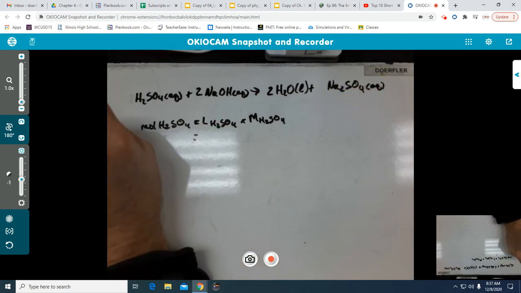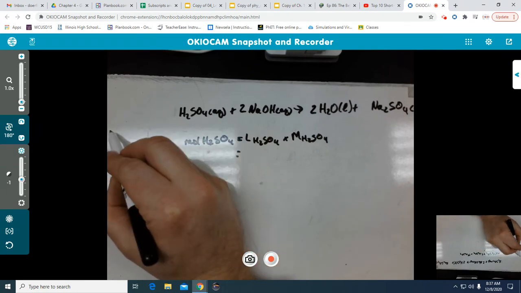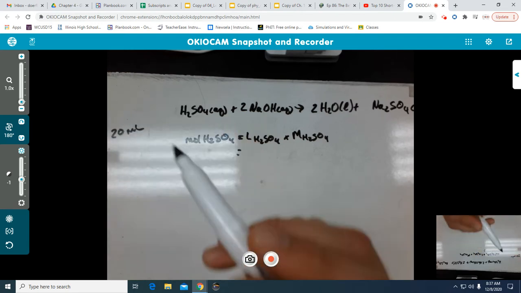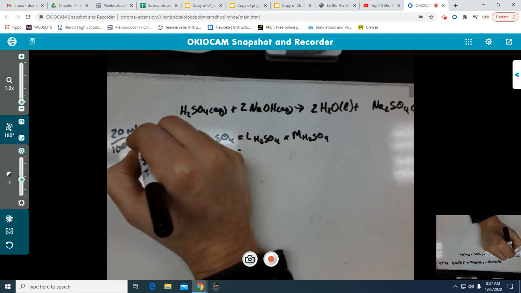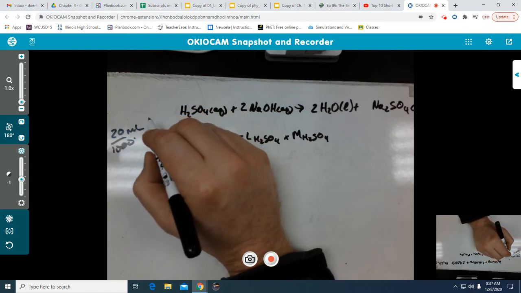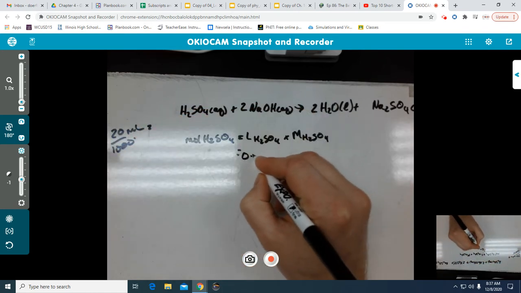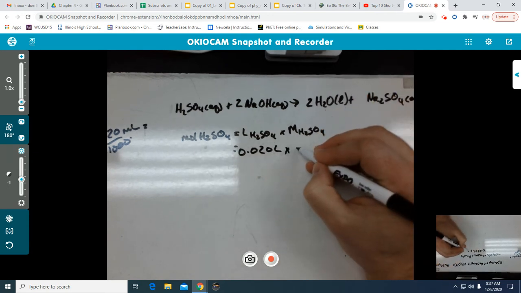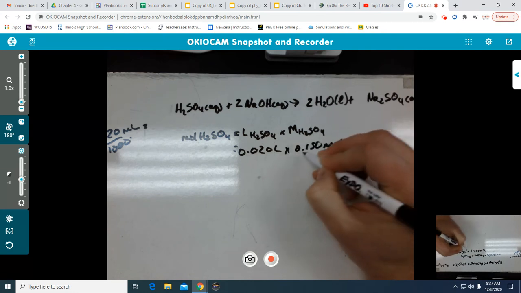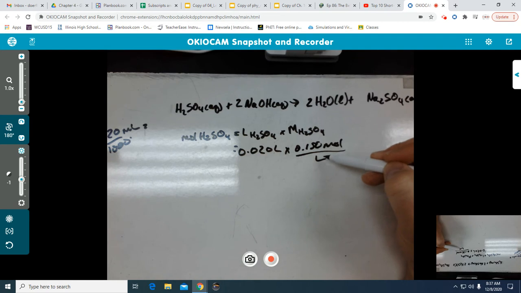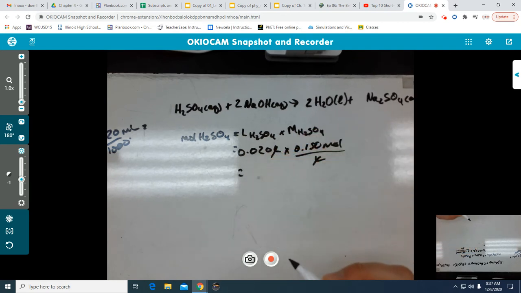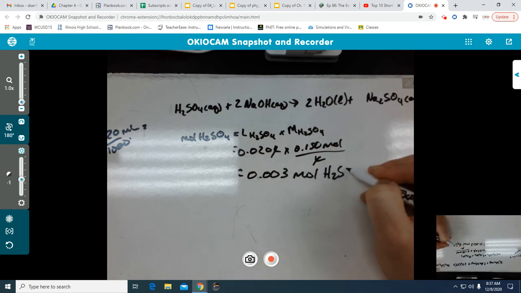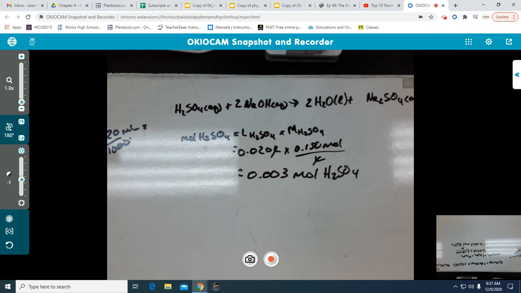And again, we were told that we had 20 milliliters of sulfuric acid. We need to divide that by 1,000 to get liters. And so we're going to get 0.020 liters multiplied by 0.150 moles over liter. Again, that's what molarity is, moles over liter. Liters cancel, and we're left with 0.003 moles of H2SO4. So that's how many moles of H2SO4 we have now.